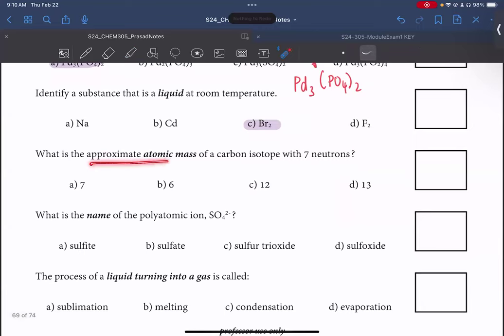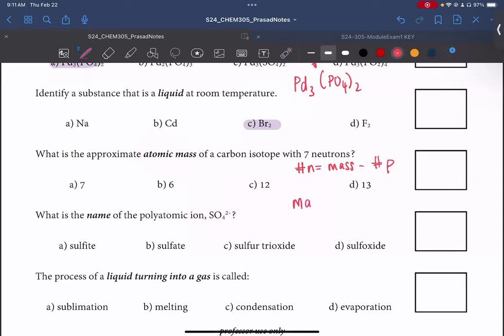What is the approximate atomic mass of a carbon isotope with 7 neutrons? You should know the formula that number of neutrons is equal to the mass minus the number of protons. We are trying to find mass, so we rearrange this to get mass is equal to the number of neutrons plus the number of protons. We're told it's 7, and we know in general carbon has 6. The answer is 13.